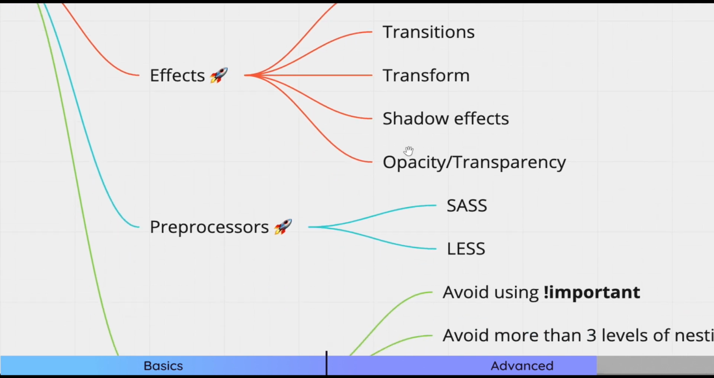Now, preprocessors. The two most popular ones are Sass and Less. I like to call them CSS on steroids. Preprocessors pretty much are a layer that comes on top of CSS that helps you do crazy things. Like, I don't know, you can do loops, you can have mixins, you can create variables.